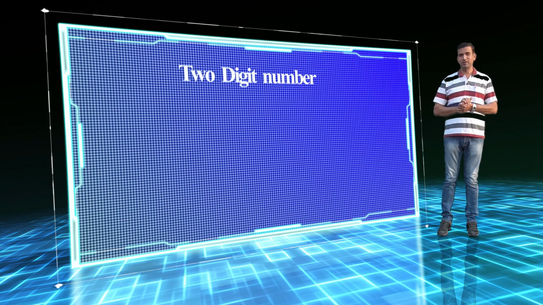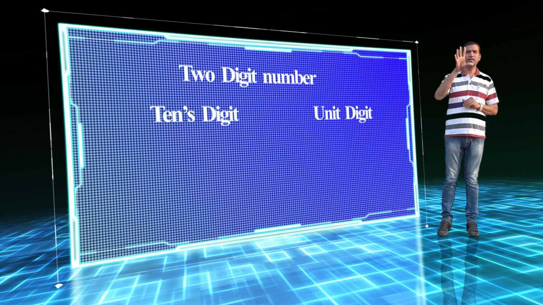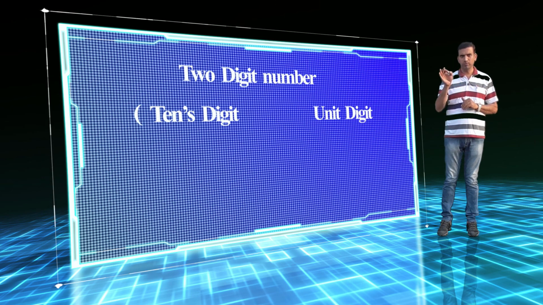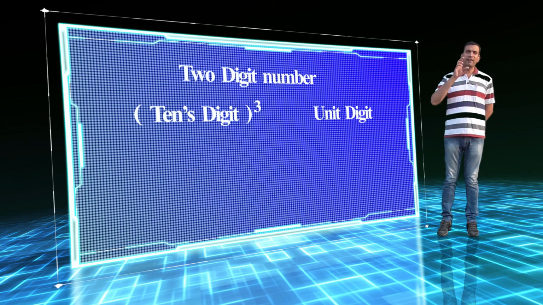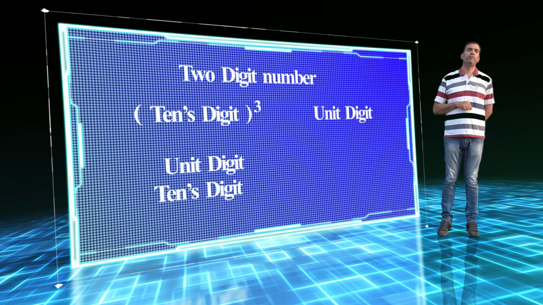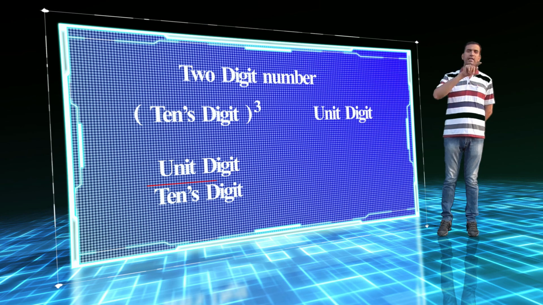Okay, now here we have 3 different steps. Step 1: you have a 2-digit number, meaning you have a unit digit and a 10th digit. First, take the cube of the 10th digit. This is step 1. Now step 2: find out the ratio between the unit digit and the 10th digit.